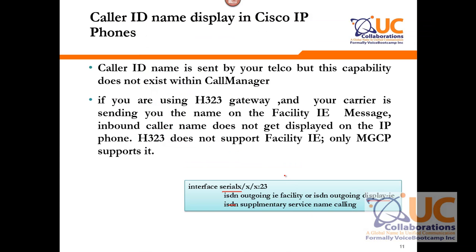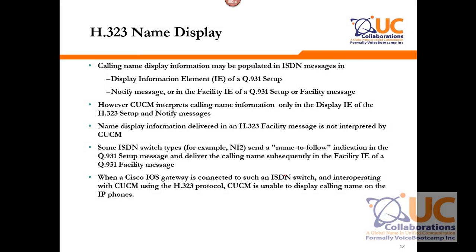Now in H323 name display, like I said, calling name display information may be populated in the ISDN message, such as display information or IE in ISDN Q931 setup, or notify message or facility IE of the Q931 setup or facility message. However, in either case, Call Manager interprets the calling name information only in the display IE of the setup. So name display information delivered in the H323 facility message may not be interpreted by the Call Manager. It may not support that.